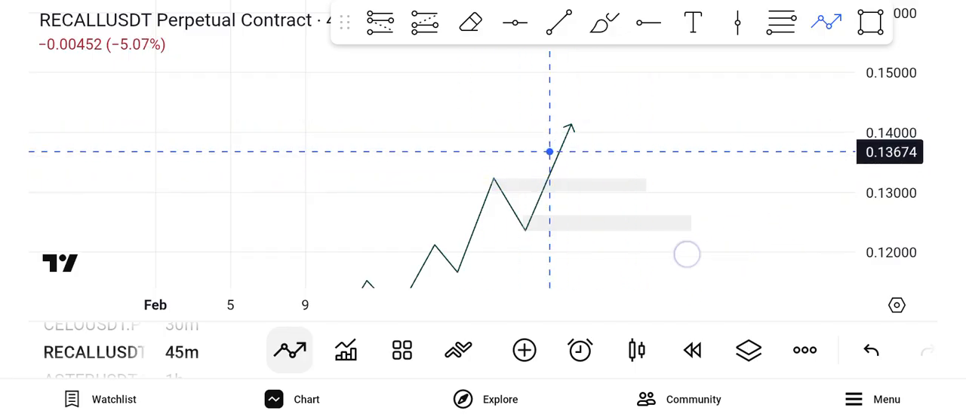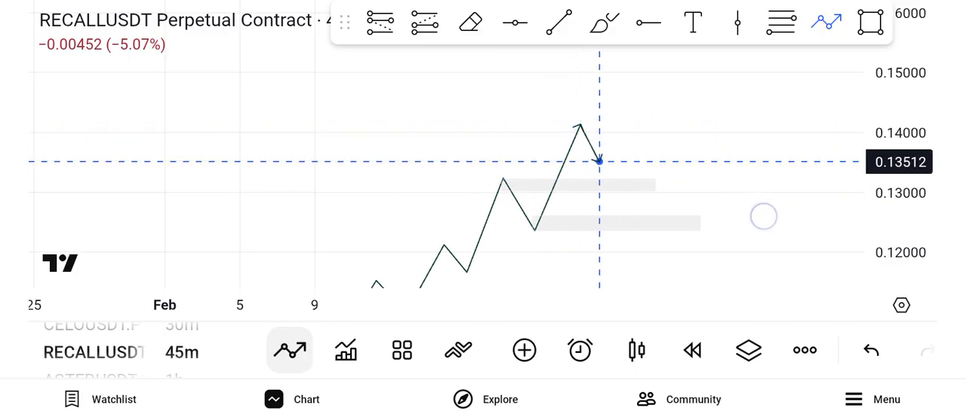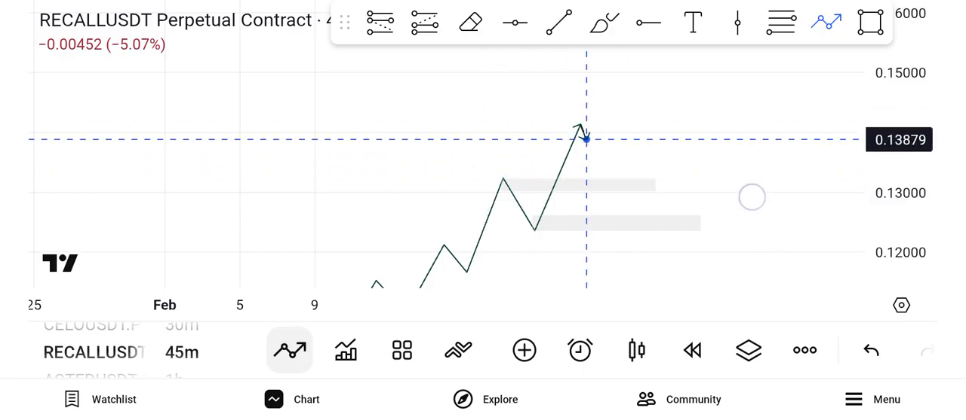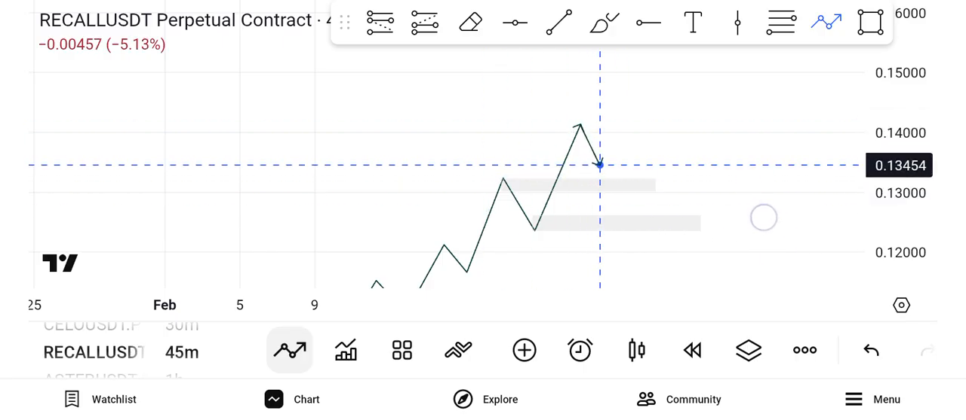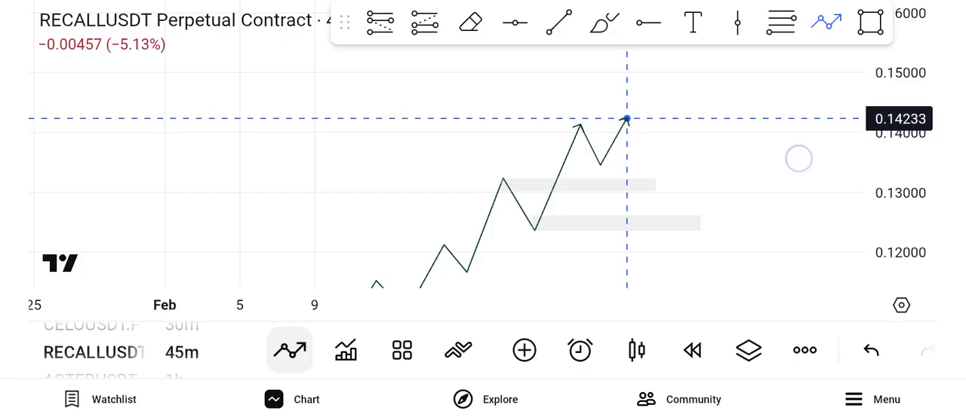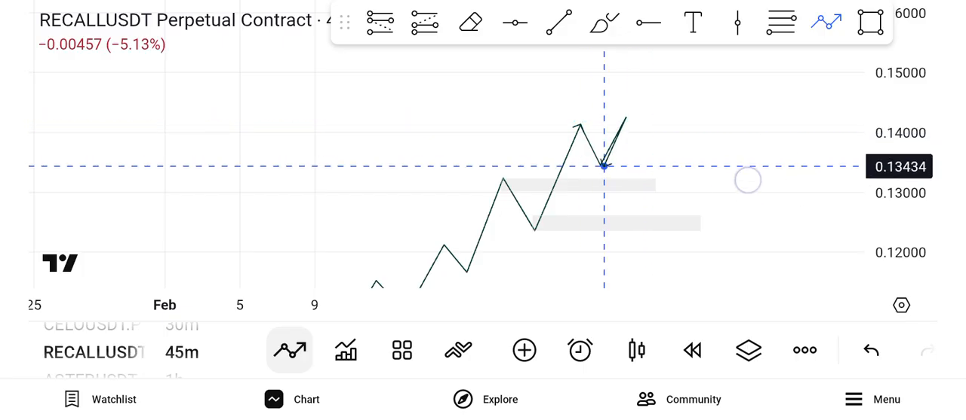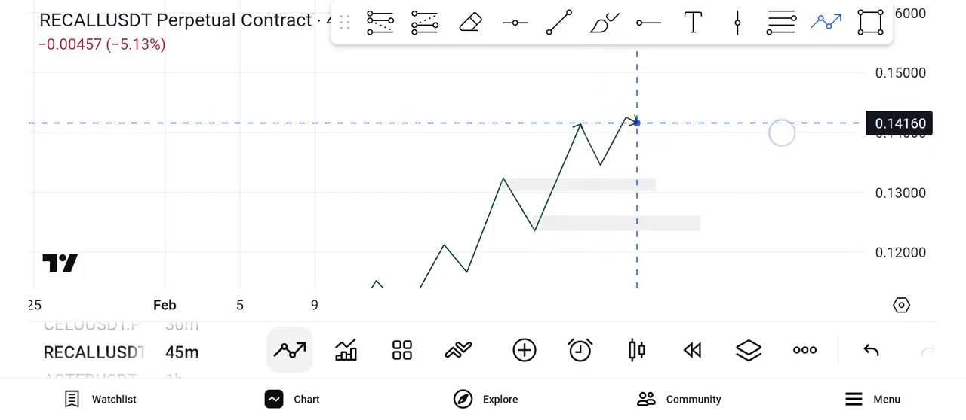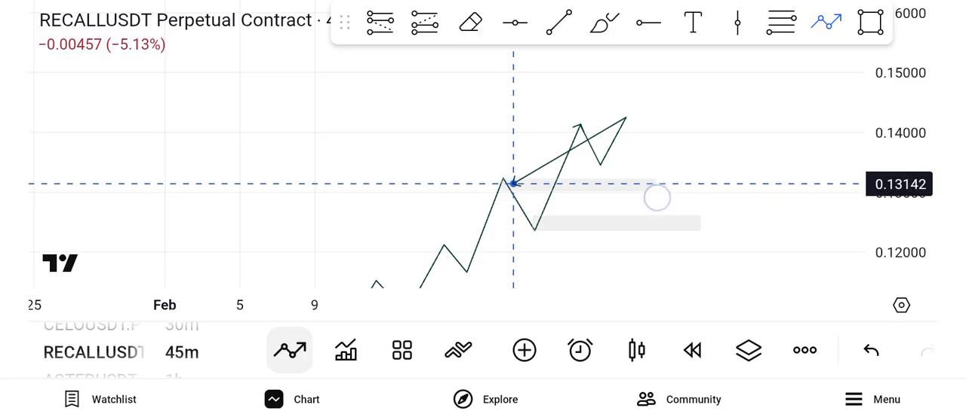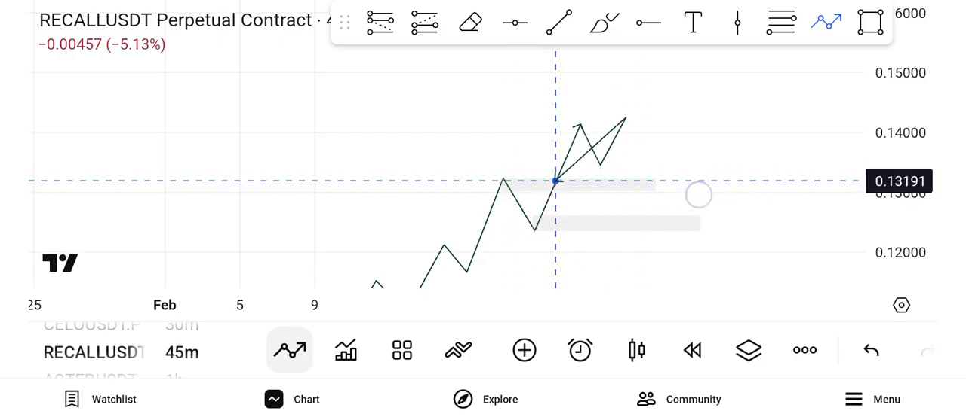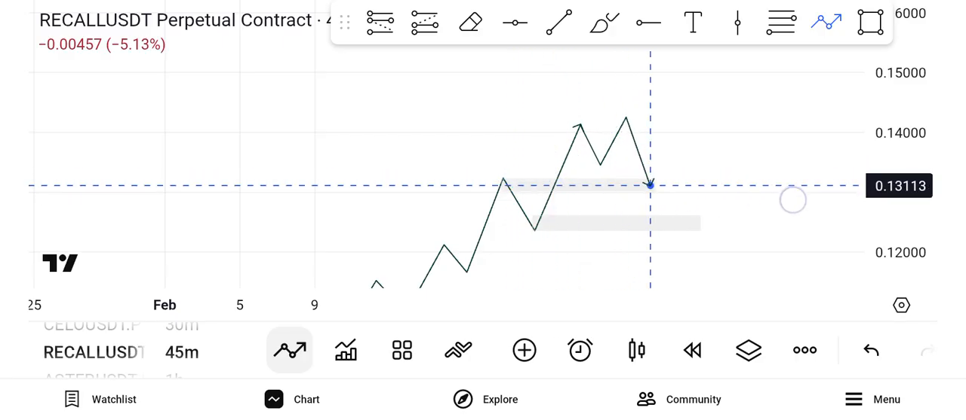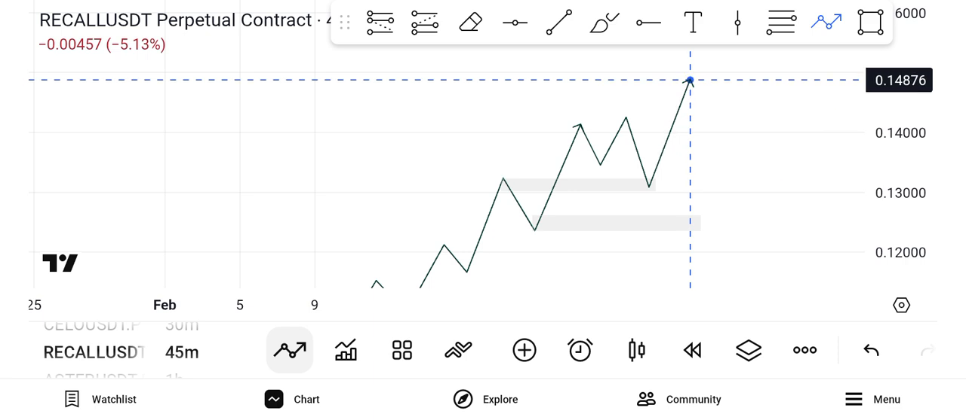Let me give you an illustration here. Let's say after you identify your POI, your inducement just reacts from here and does something like this. Then you should know that it created liquidity, inducement liquidity, and you're just going to come and react from the closest point of interest, which is not mitigated yet, and bounce from there.